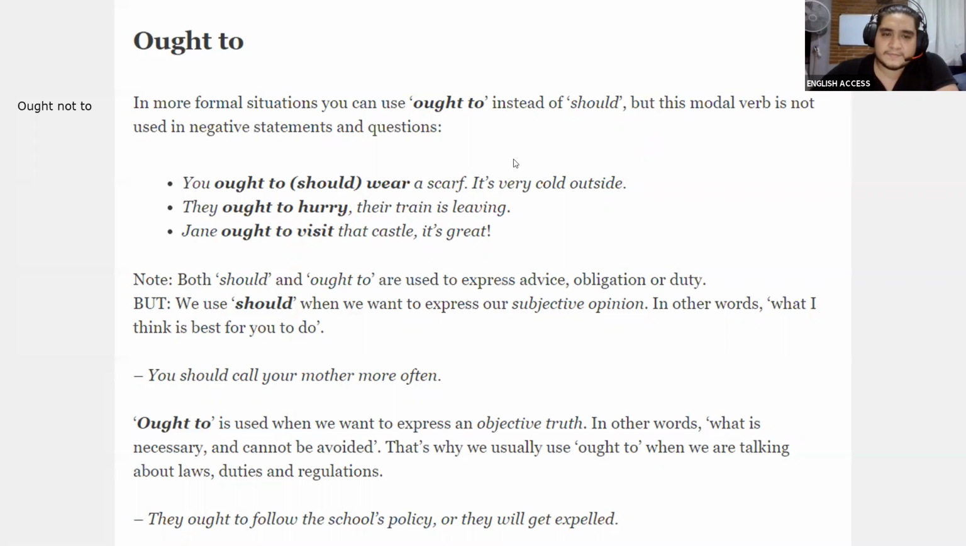Now we have three examples here. Can you read the first one, Tommy, please? You ought to wear a scarf. It's very cold outside. Thank you. Karen, can you read the second one, please?